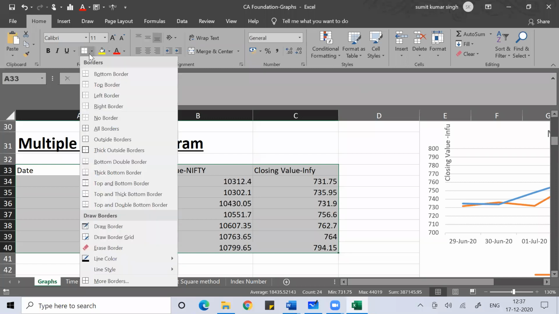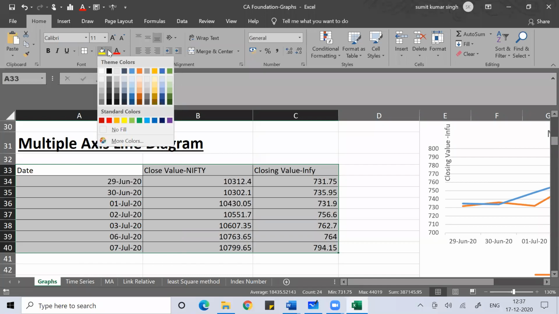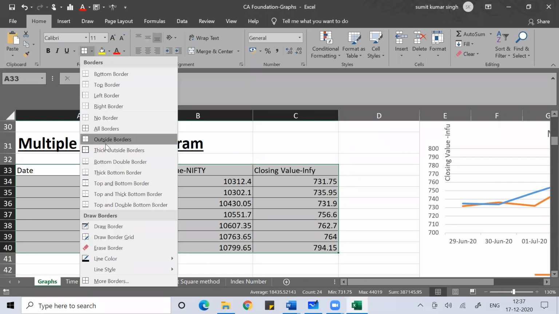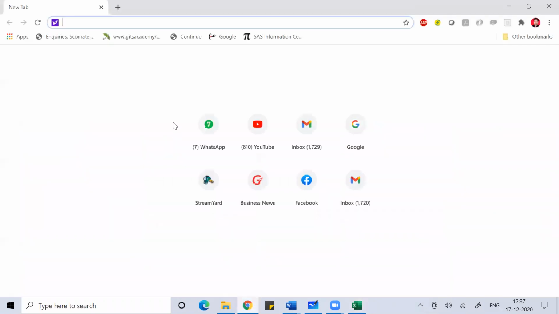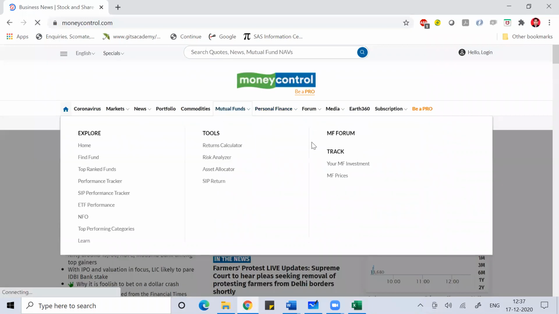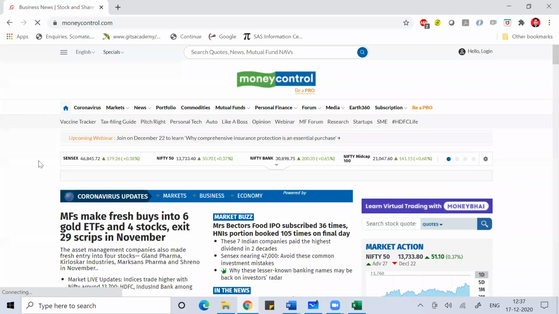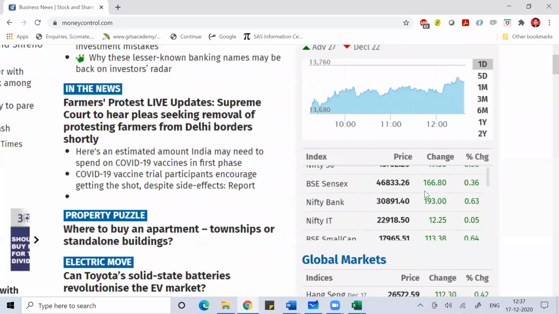Anyone knows what is Nifty? Anyone here knows Nifty, Sensex? Have you heard of this? Have you seen this?